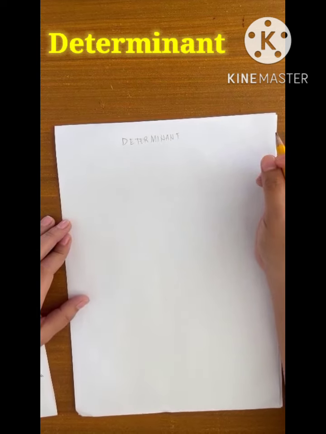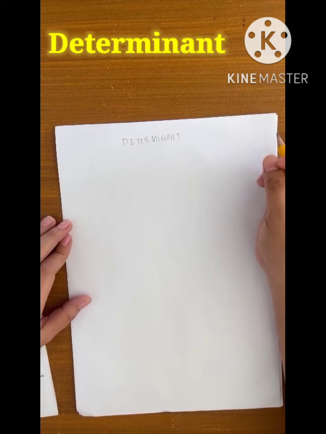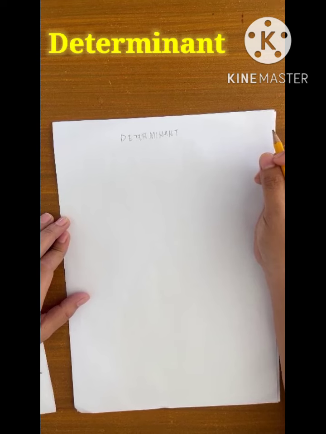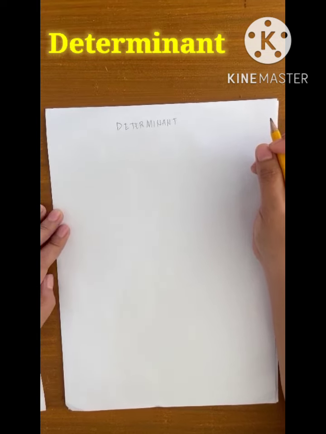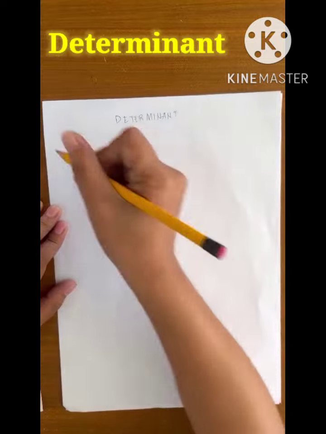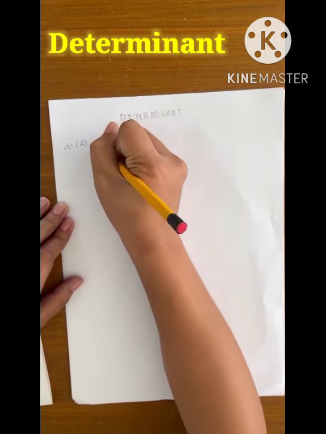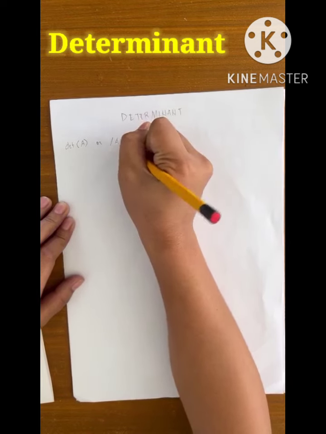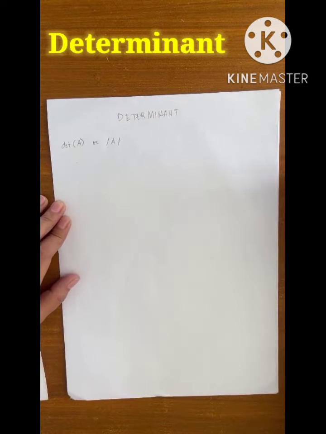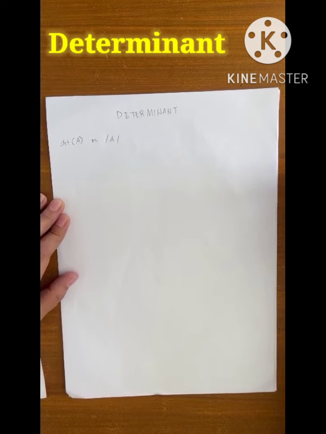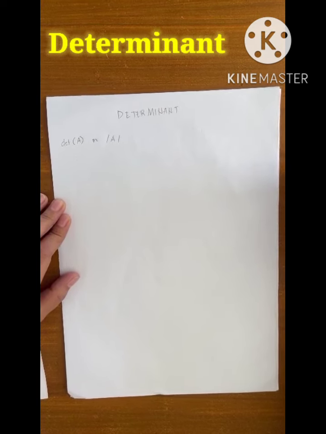Determinant. To find the determinant of a matrix, first of all, the matrix must be a square matrix, which means that it has the same number of rows and columns. Then it is just basic arithmetic. The determinant of a matrix can be denoted like this, or as the absolute value of A. In working with a 3x3 matrix, we should simplify it into a 2x2 matrix.